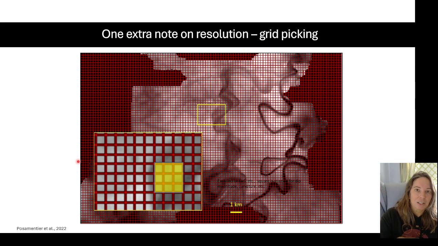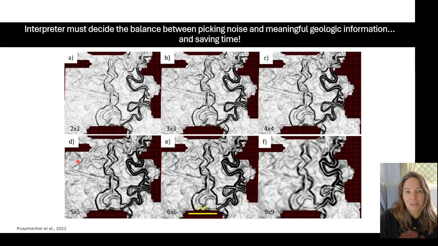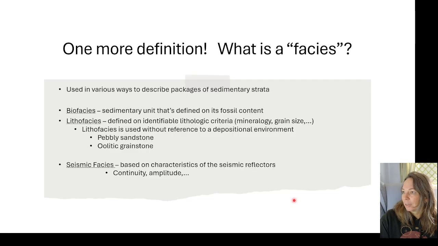Of course, it all relates back to why I am doing this seismic interpretation. What's my purpose? Here we've got what it looks like if the interpreter picks every 2x2 on the upper left-hand side. And if we go down to the lower right-hand side, we can see how some of these features are more smeared out if you're doing it every 9x9. So again, keep in mind why you're picking the data and why you're interpreting the data.